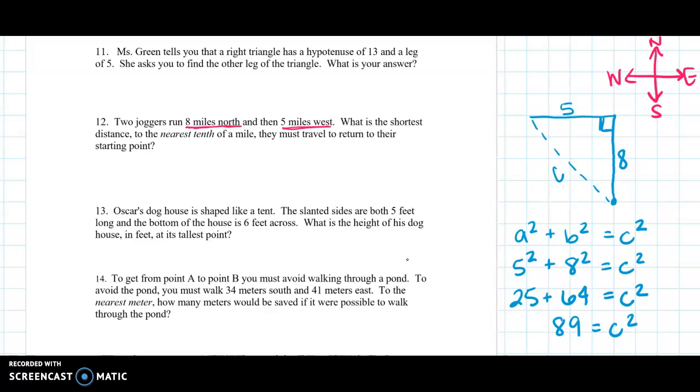We undo our square using the square root. And the square root of 89 is approximately 9.4. Use our squigglies, 9.4.